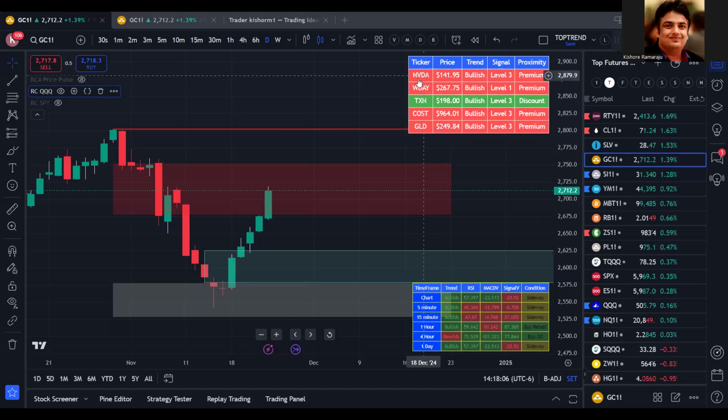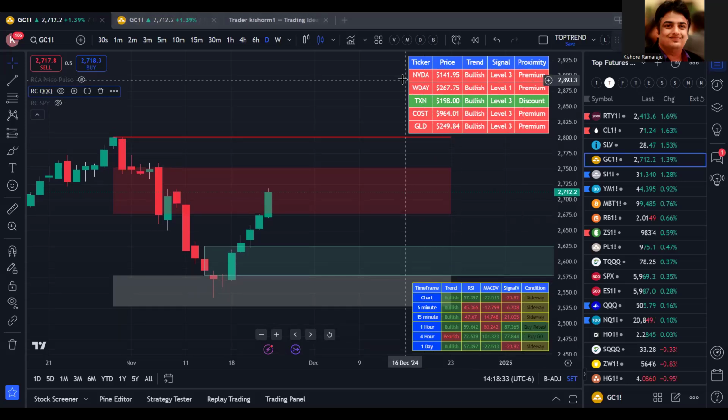It is telling me Nvidia is at a premium zone. So what do you mean by premium zone? That means price is more than what it is supposed to be. It is expensive. Workday is at a premium zone. AXL is at a discount zone. Costco is at a premium zone. Gold is at a premium zone.